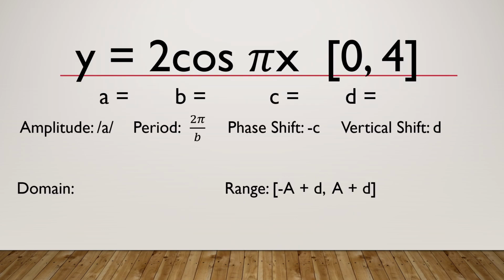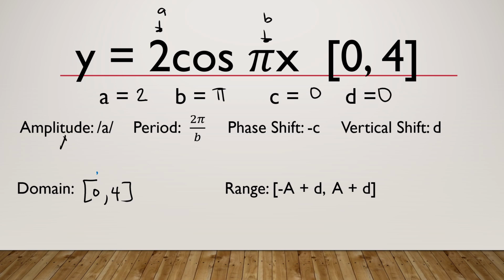Next, y equals 2 cos pi x, where x starts from 0 up to 4. So therefore, there is a restriction. Therefore, our domain will be 0 to 4, inclusive. So let's now identify the value of a. So here is a, which is equal to 2. Our value of b is this one, which is equal to pi. There is no value of c, and there is no value of d.